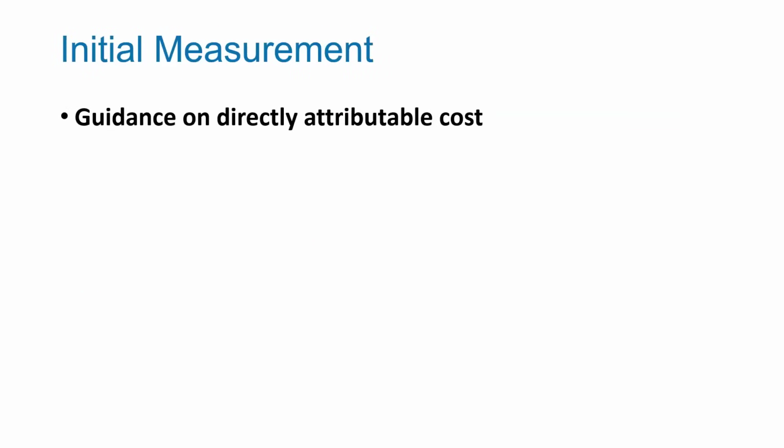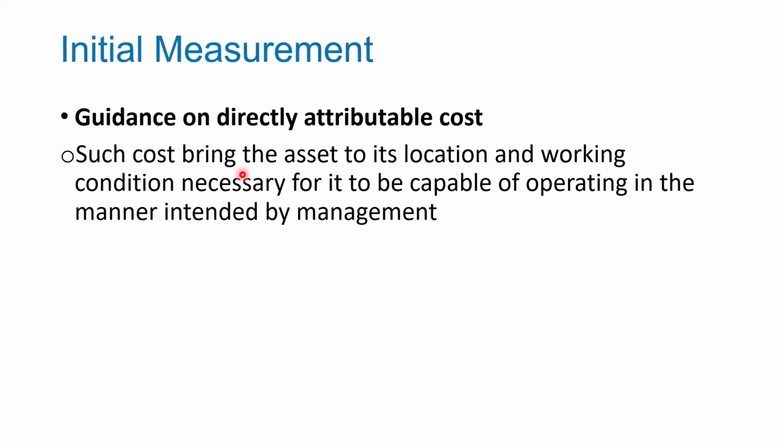Now, I want to guide you on what I mean by directly attributable costs. What do we mean by directly attributable cost? It is the cost that brings the asset to its location and working condition necessary for it to be capable of operating in the manner intended by management. So all those costs, we call them directly attributable costs.